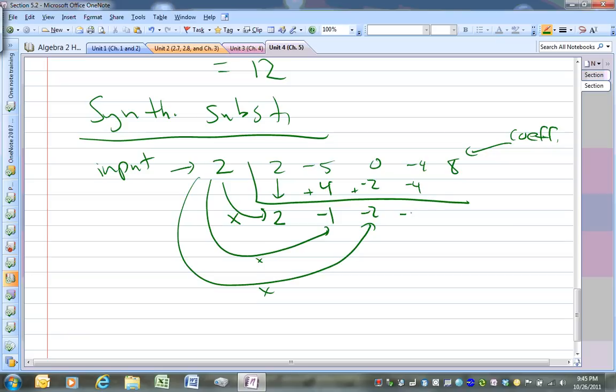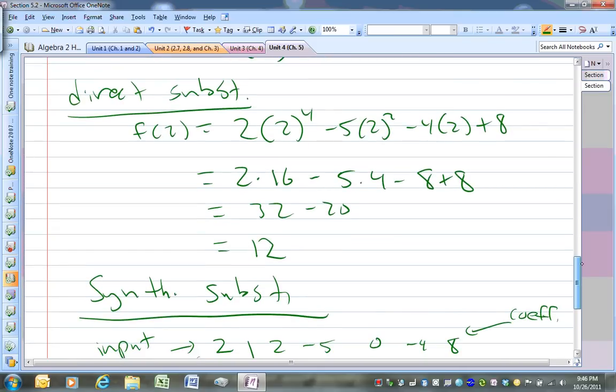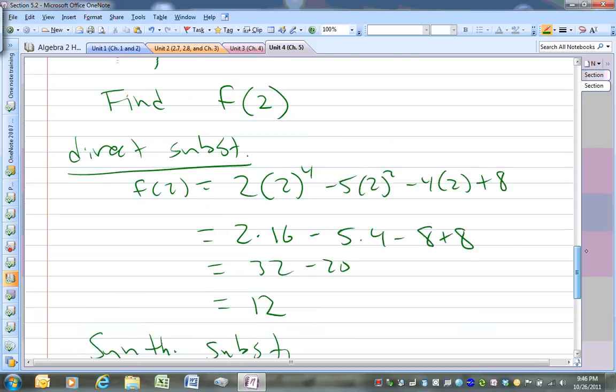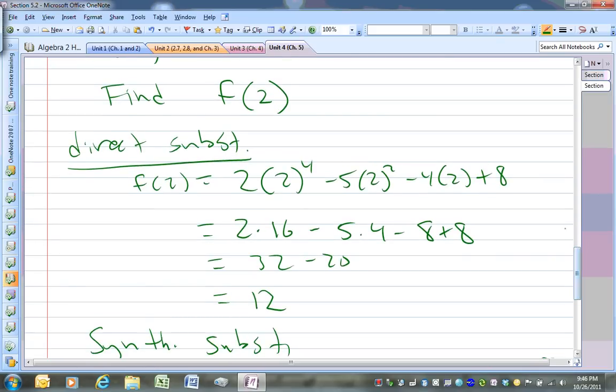Multiply these two together, which is -4, add, and you get -8. And I think I made a mistake somewhere because it's not going to work out the way I want it to. Where did I go wrong? Five times 4 is 20. Oh, that is interesting.